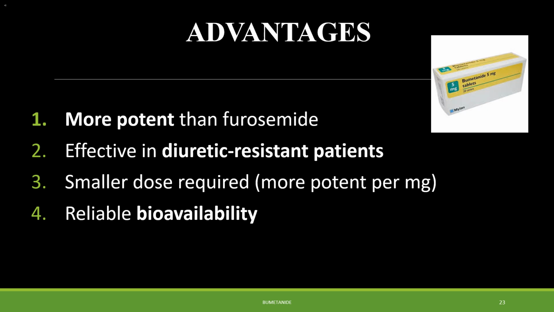2. Effective in diuretic-resistant patients. Bumetanide can help when other diuretics don't work well. 3. Smaller dose required, more potent per milligram. Less bumetanide is needed compared to furosemide. 4. Reliable bioavailability. Bumetanide is absorbed well in the body.